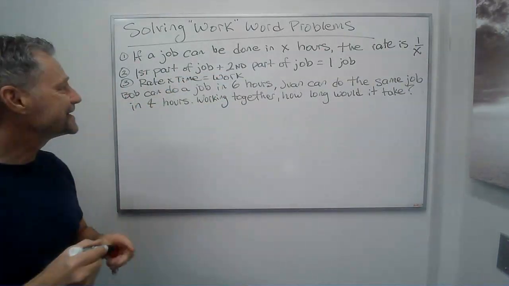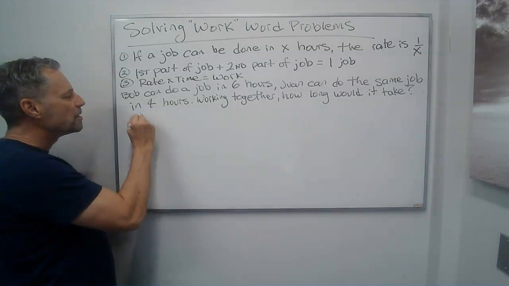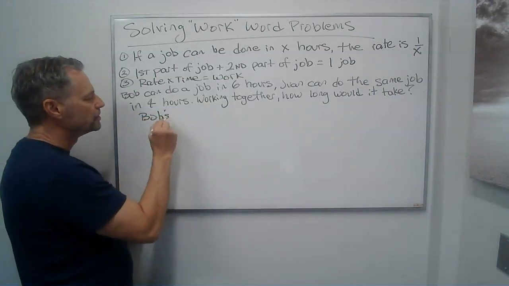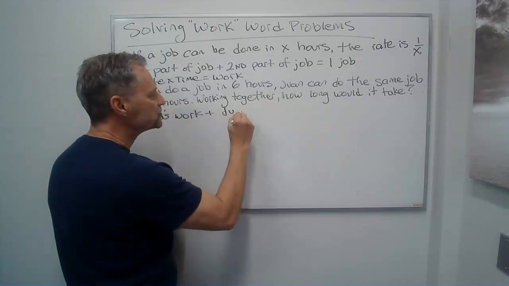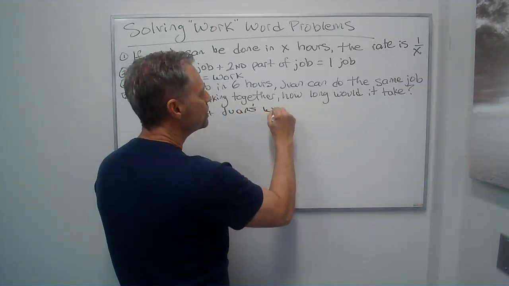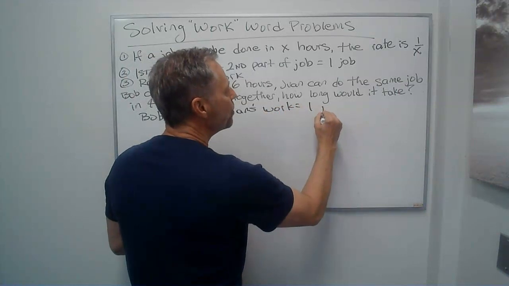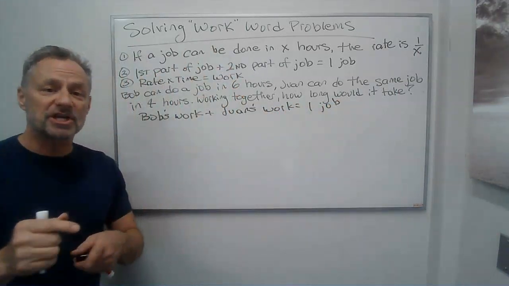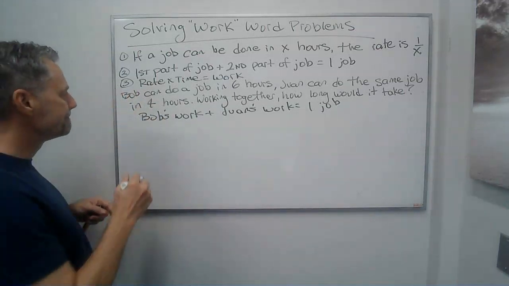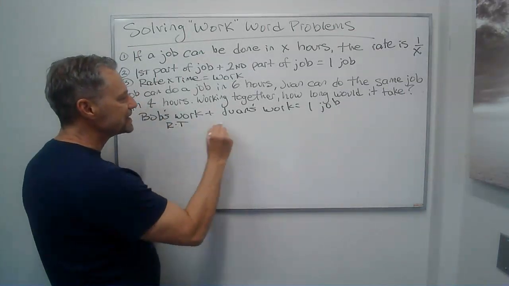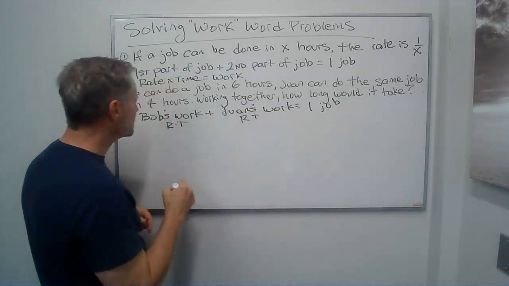So anyway, let's set this up. First, we know Bob's work plus Juan's work is going to be that one job. They're going to get one job done by working together. Well, his work, oh, that's rate times time. So we need rate times time here. We need rate times time here.